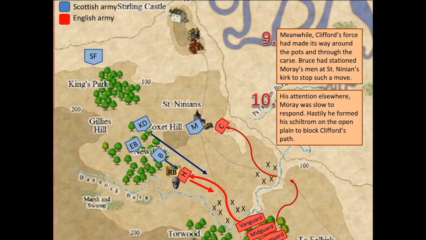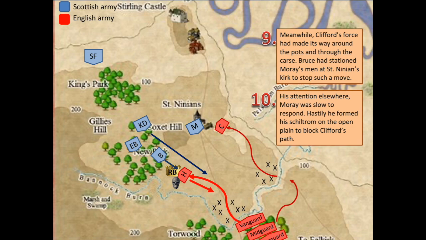Now, the historian Barrow has Randolph, Earl of Moray, actually with Bruce during that first engagement, where he should not have been. When Bruce realised that Clifford was trying to skirt round the flank of his army, he gave Randolph a sharp rebuke and sent him sharply on his way to block the threat.